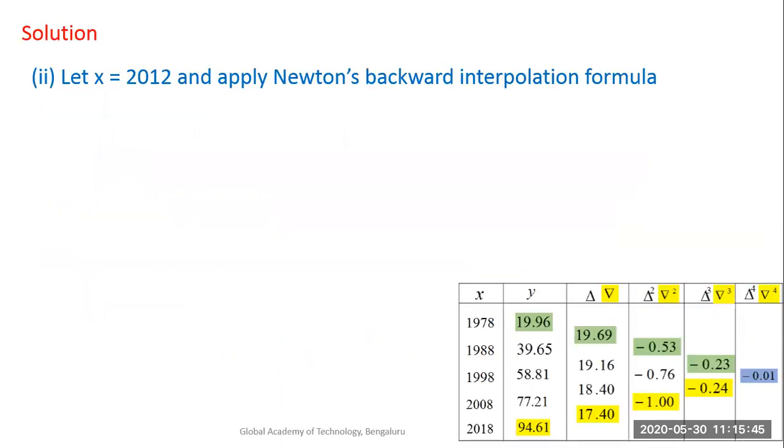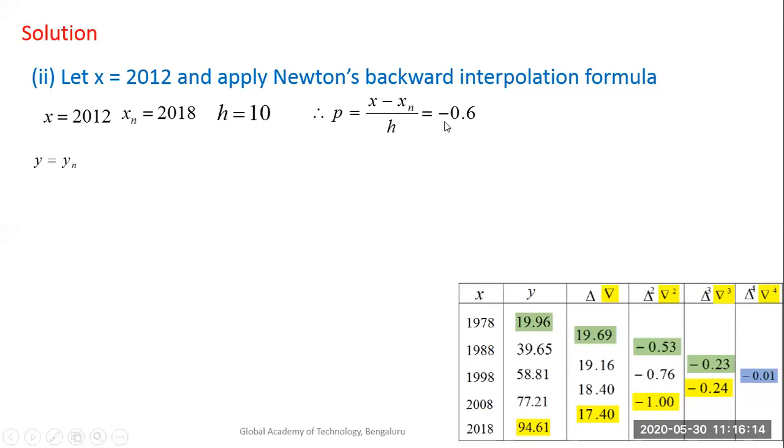Similarly, find the population in the year 2012. Since 2012 is close to 2018, we apply the backward interpolation formula. So x is 2012, xn is 2018, the last value of x. Once again, h is 10. The formula for p is now (x minus xn) by h. So 2012 minus 2018 divided by 10 comes as minus 0.6.